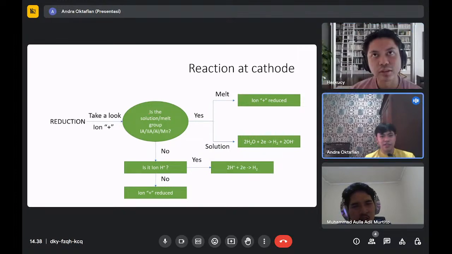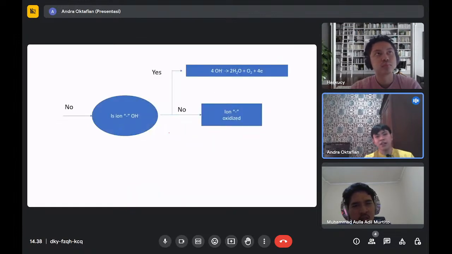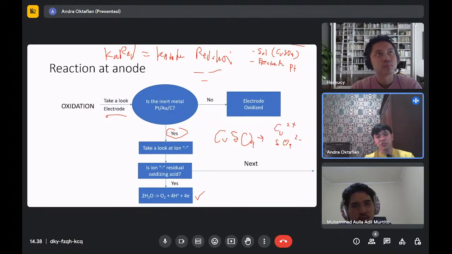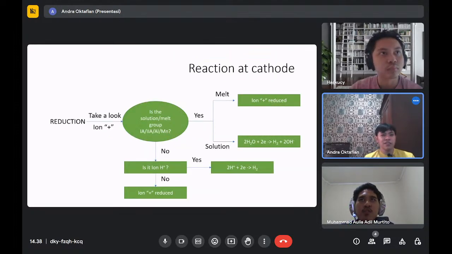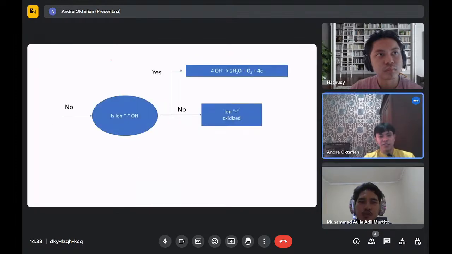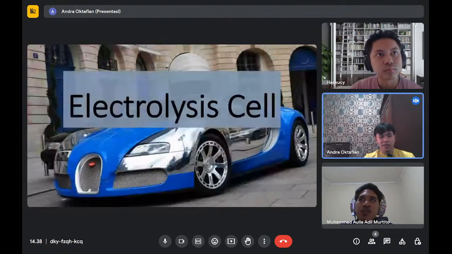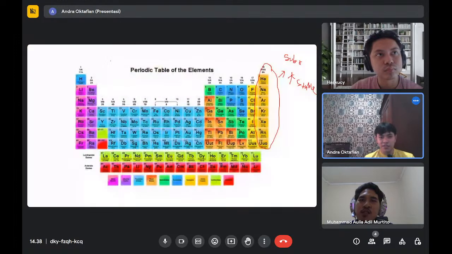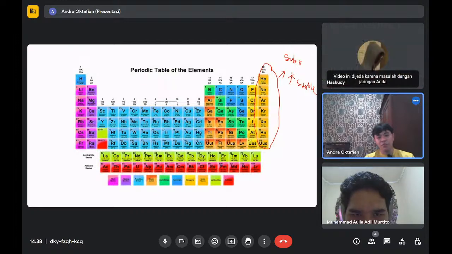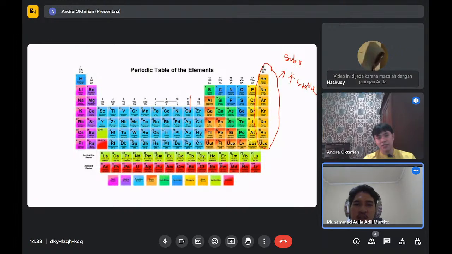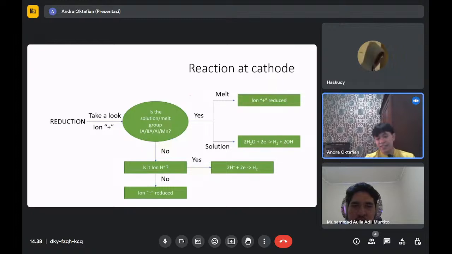Okay, let me guess. This is the solution or melt, group 1A, 2A, Al, Mn. So you see that we have cuprum here, CuSO4. Cuprum is what? Let me take a look at the diagram of the periodic table here. Cuprum is 1B, not 1A or 2A or aluminum or manganese. So the answer is no.